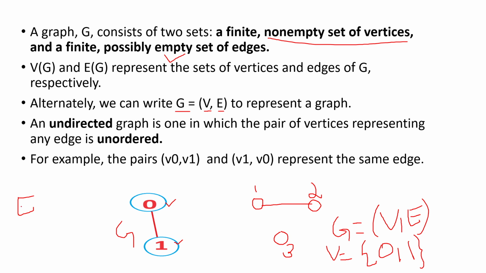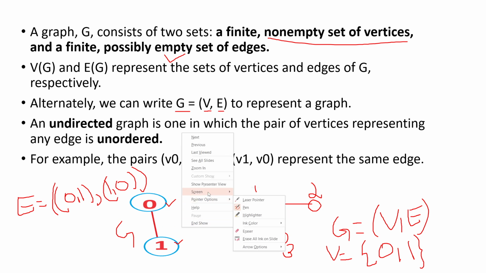The set of edges is (0, 1), which is one edge. The other one is (1, 0). Why? Because we can traverse from 0 to 1 or we can traverse from 1 to 0. This type of graph is called an undirected graph. There is no direction.